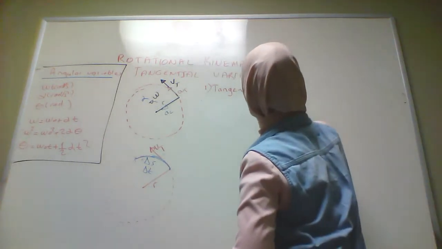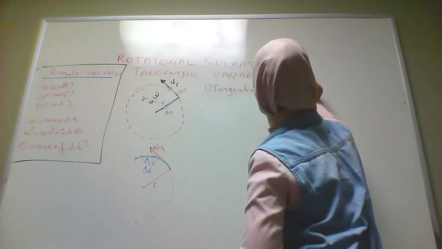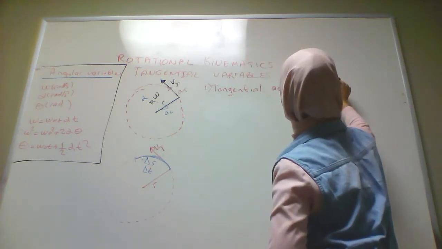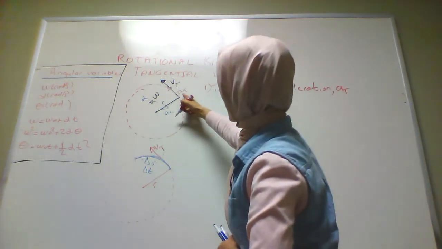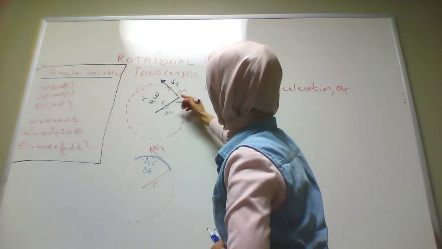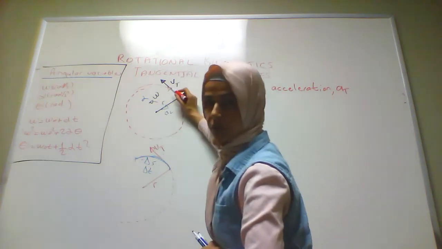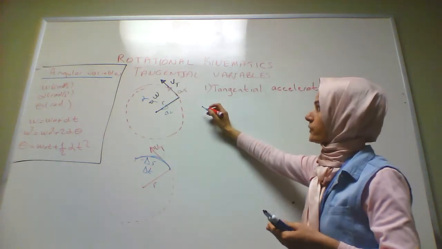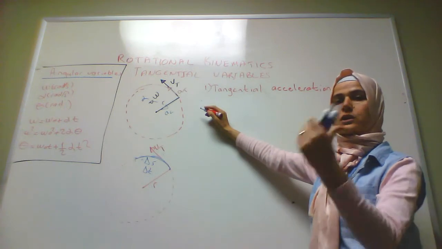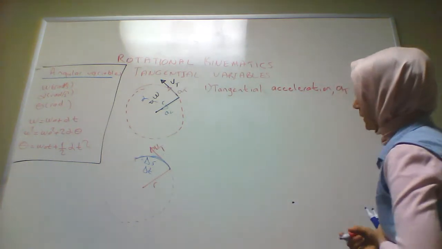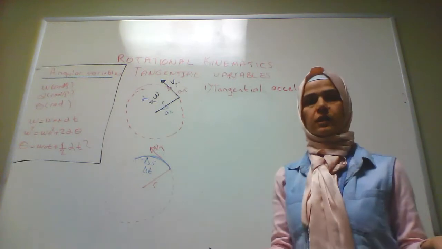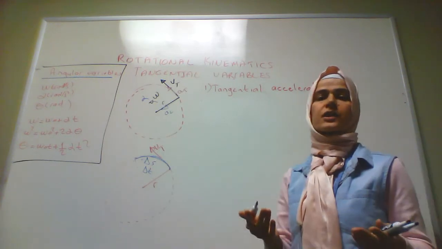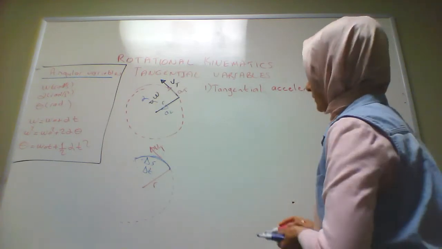So tangential acceleration. We'll call this AT. It is this acceleration that is parallel to the tangential velocity, in the same direction if the object is accelerating, opposite direction if the object is decelerating. And it's the change of tangential velocity per unit time. The same description as the acceleration we defined before.